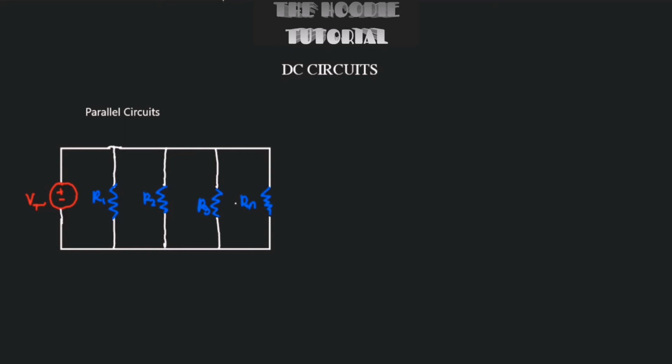We have R1, R2, R3, and then Rn. N represents any real number, so we could basically connect any number of resistors right there as long as they are connected in parallel.